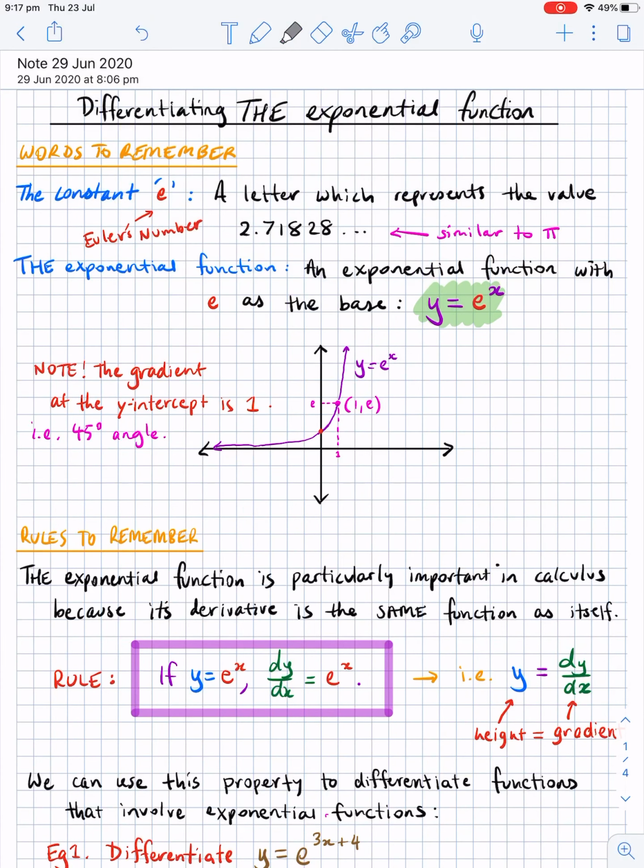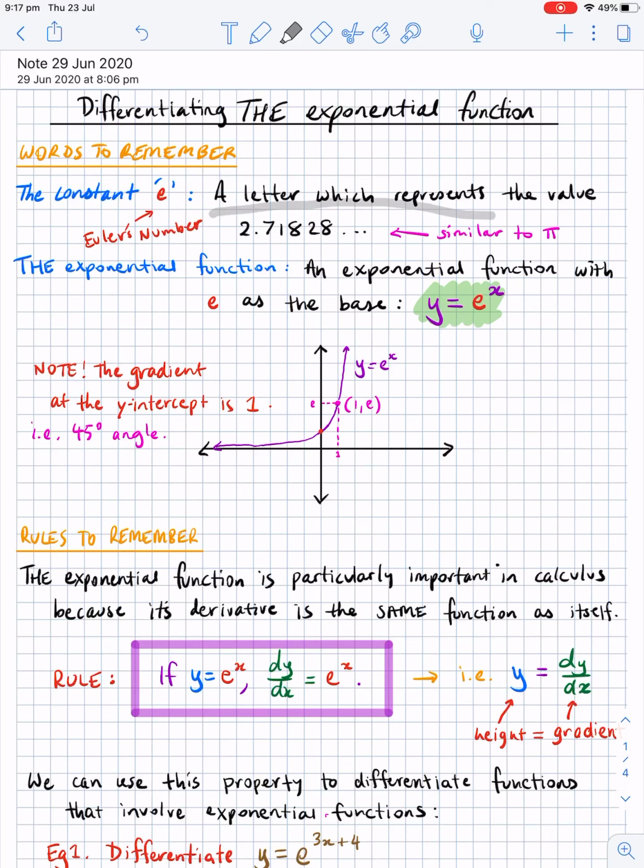Hi guys, for today's lesson we're going to be dealing with differentiating the exponential function. So first up, just some words to remember within this topic. First up is the constant e. What do I mean by this constant e? Well, e stands for Euler's number.